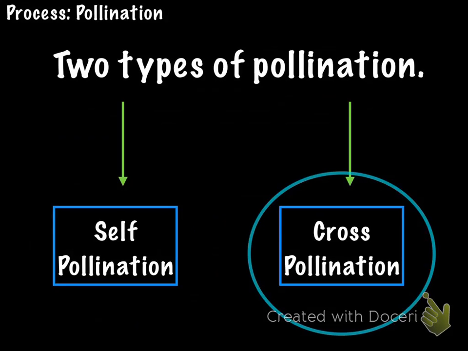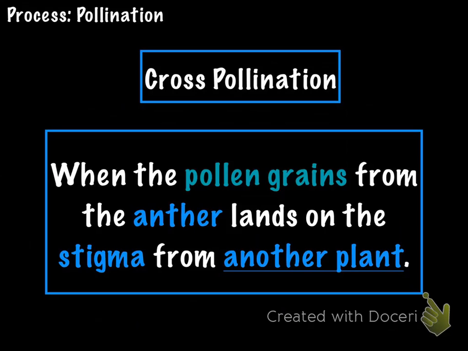Okay, now let us take a look at what is cross-pollination. Cross-pollination is when pollen grains from the anther land on the stigma from another plant. Can you see the difference, boys and girls?